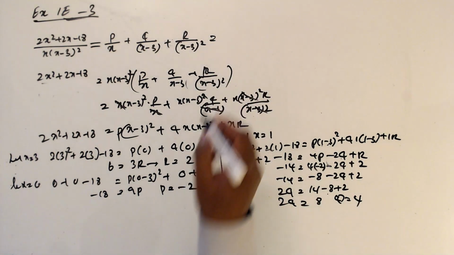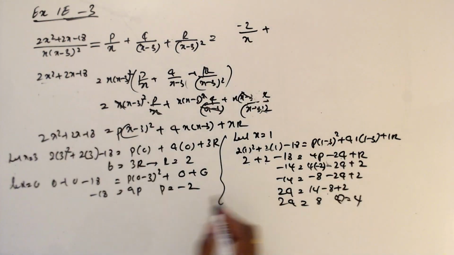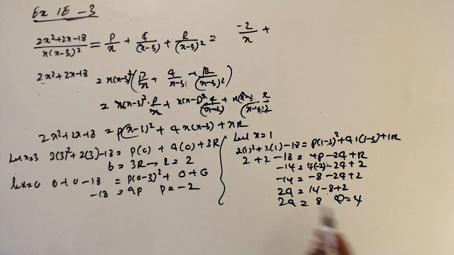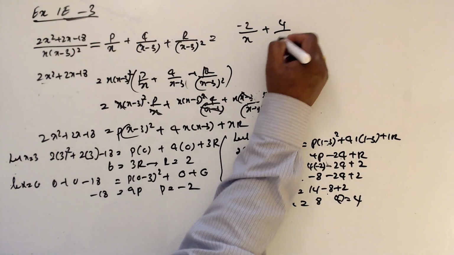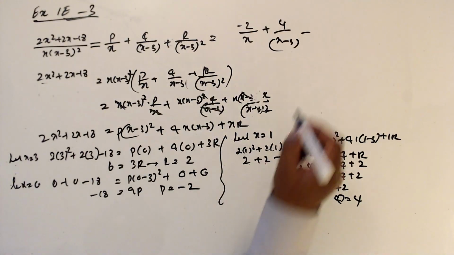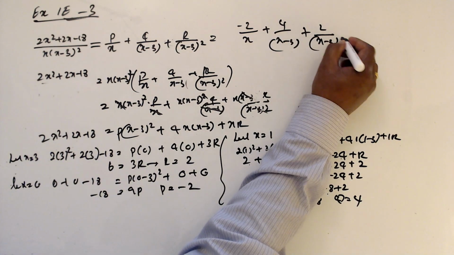So now we can write p, minus 2 over x, plus q, which is 4 over x minus 3, plus r, which is 2 over (x minus 3) square.